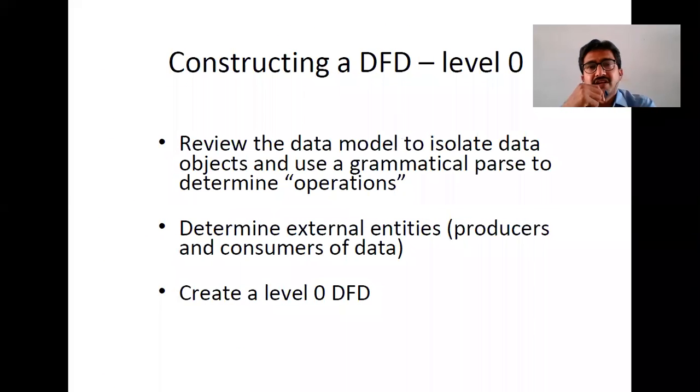Let me construct a DFD diagram for level 0. To construct level 0, review the data model to isolate data objects and use a grammatical parse to determine operations. Now determine external entities like producers and consumers of data, and create a level 0 DFD. At level 0, we just represent what the data model looks like, how many data objects and external entities there are, and what the operations between them are. That's all, not more details than this.